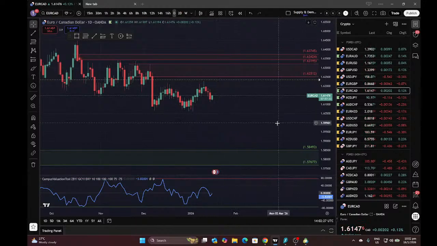We can look at at least 1 to 2 more of the euro currency pairs. Let's do the yen.